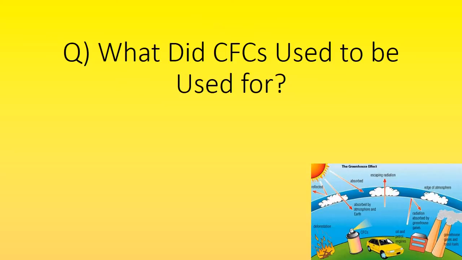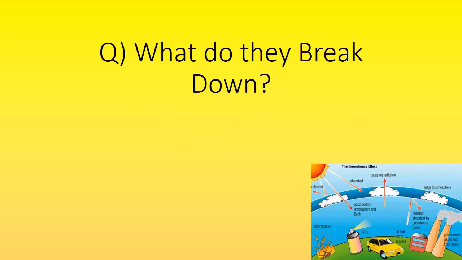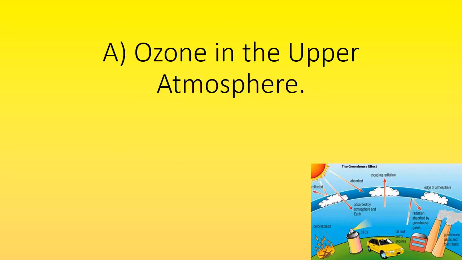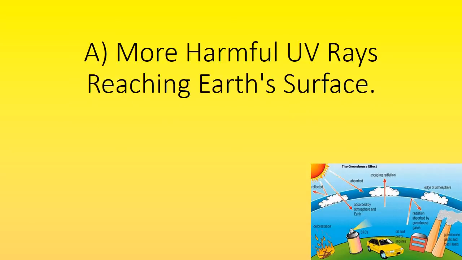What did CFCs used to be used for? Aerosols, fridges, air conditioning units, polystyrene foam. What do they break down? Ozone in the upper atmosphere. What does this lead to? More harmful UV rays reaching Earth's surface.